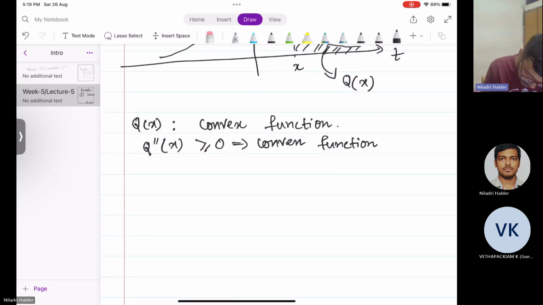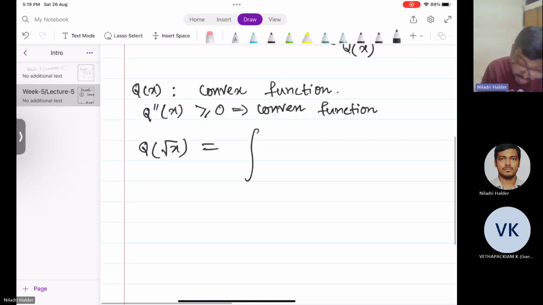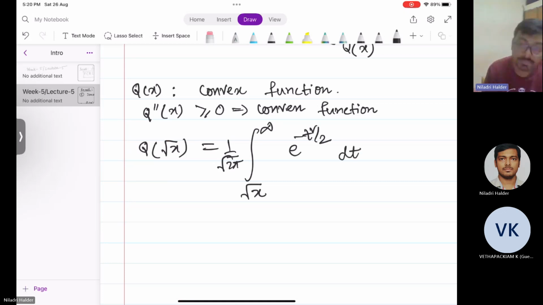And then again, Q of root x. What is Q of root x? It is just replacing x by root x. So Q of root x equals the integral from root x to infinity of 1 by root 2 pi e power minus t square by 2 dt. So this is the Q of root x.